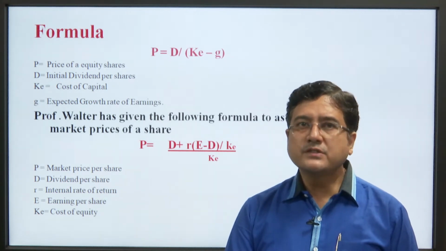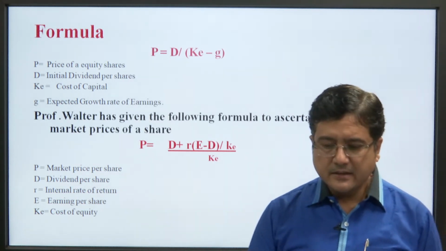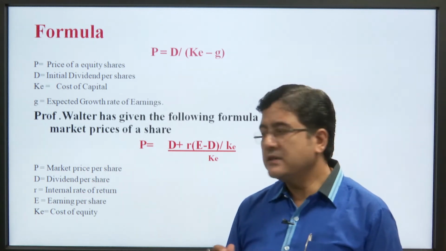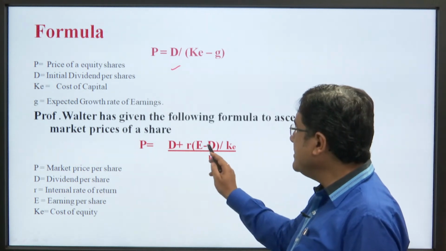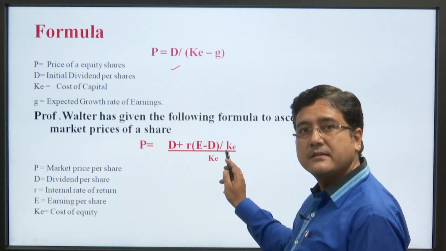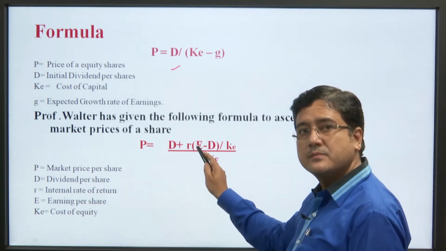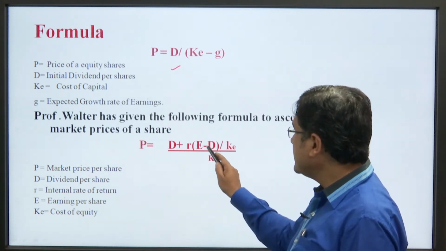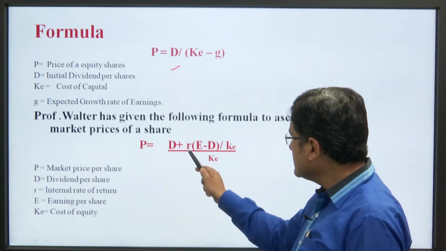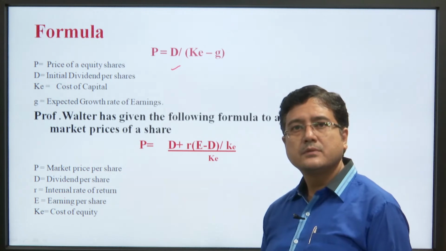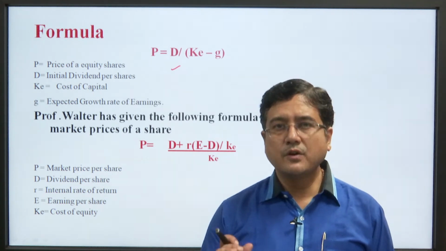It was a formula. Professor Walter has given the following formula to ascertain market price of the share. So, this is a general formula given by Professor Walter, where P equals D plus R into E minus D divided by K E, whole divided by K E. R is internal rate of return, E is earning per share, D is dividend per share and K is cost of equity. So, this is the formula given by Professor Walter.